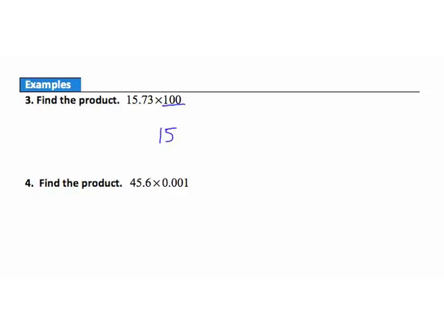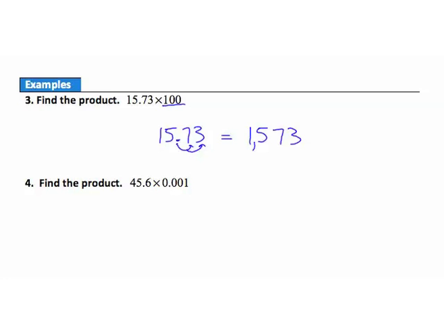So I'm starting out here with 15.73. Now, multiplying by this power of 10 with 2 zeros means I'm going to move this decimal 2 places to the right. So that's going to give me 1573. It's going to give me an answer of 1573.